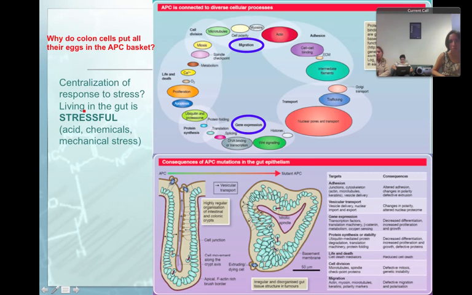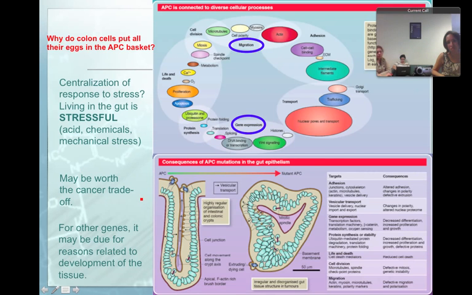So living in the gut is stressful. The cells are exposed to acid, to chemicals, mechanical stress, as we mentioned, that constant abrasion. If you guys eat a bunch of peanut shells or something, then your gut tissue has to deal with that. So they're subjected to a lot of stuff. And the thing is, it may be worth the trade-off. It seems to be pretty common now that we're looking at the way these things work, that this is a pretty common system.